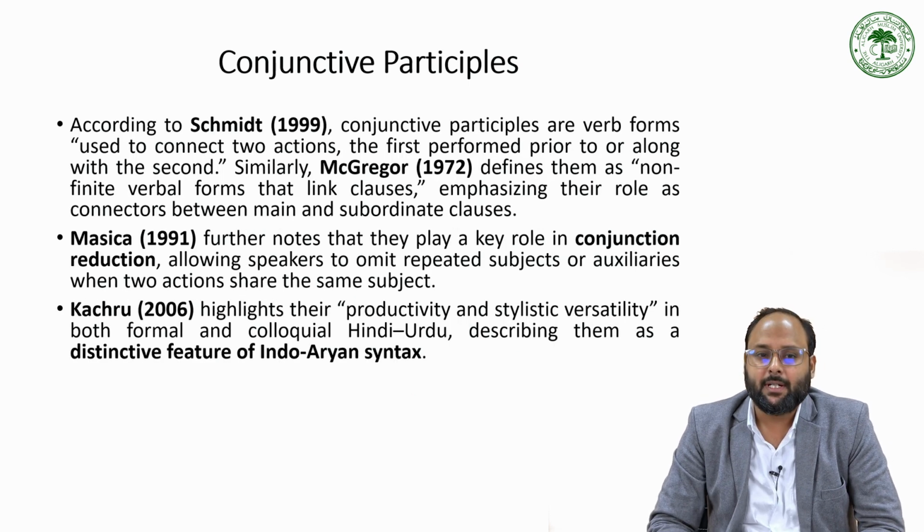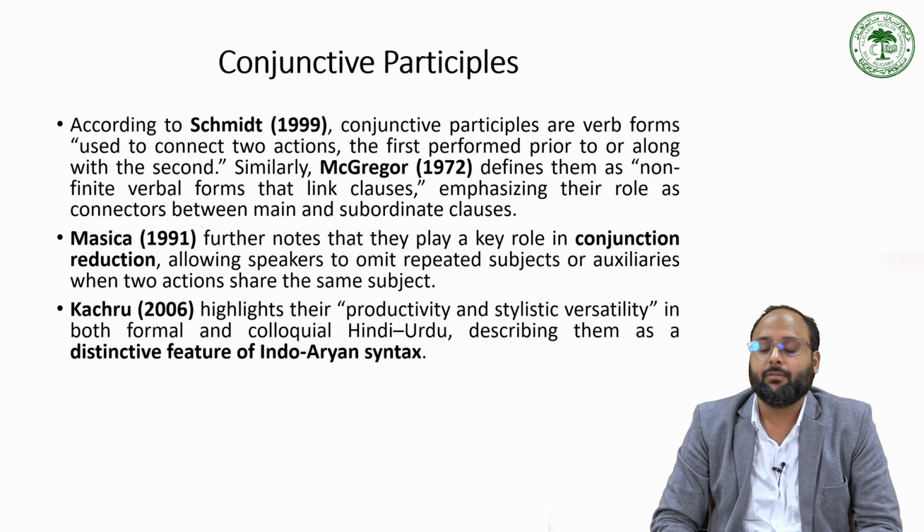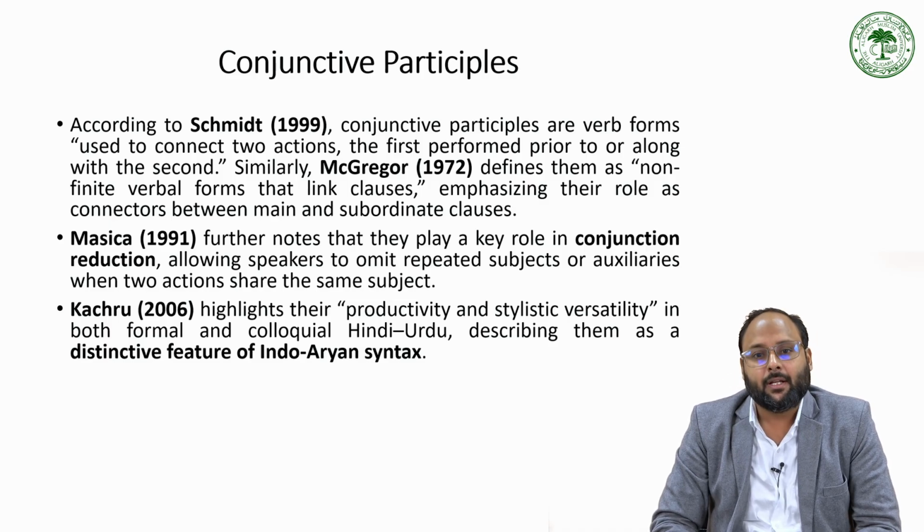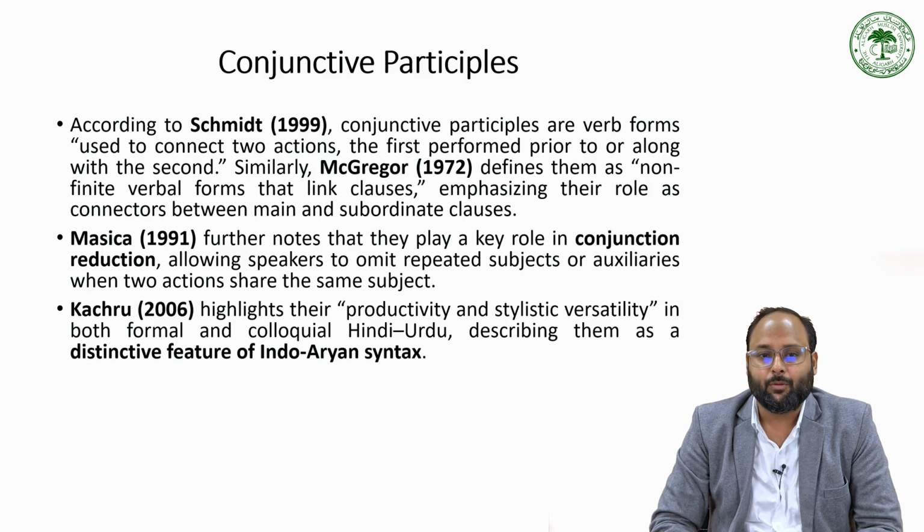Schmidt described the conjunctive participle as a verb form used to connect two actions, the first performed prior to or along with the second. Similarly, McGregor defines them as a non-finite verbal form that links clauses, emphasizing their role as connectors between the main and the subordinate clause. So basically, they connect two events, and both events are performed by the same subject.